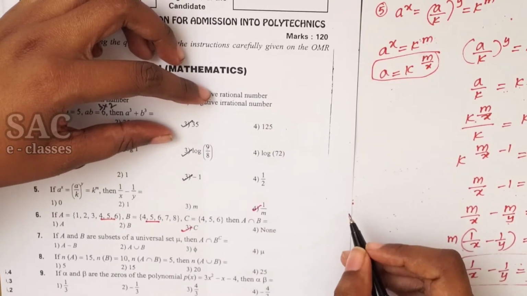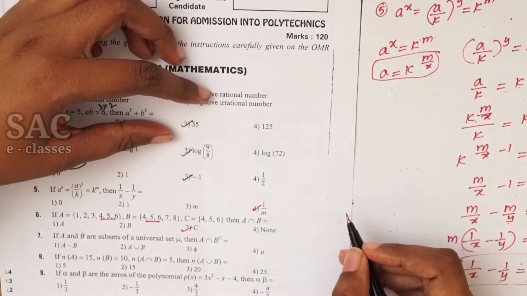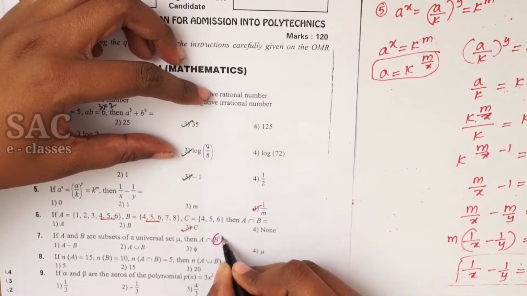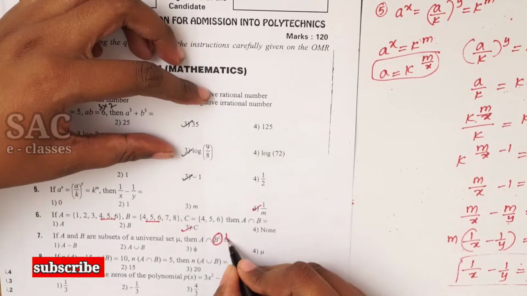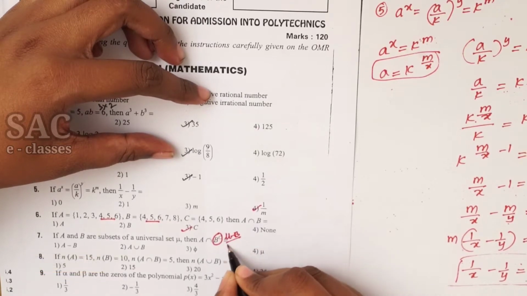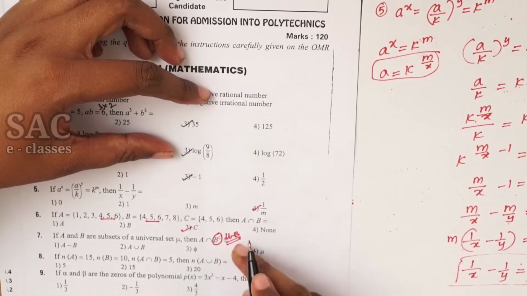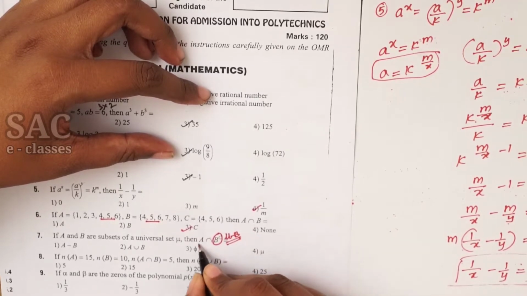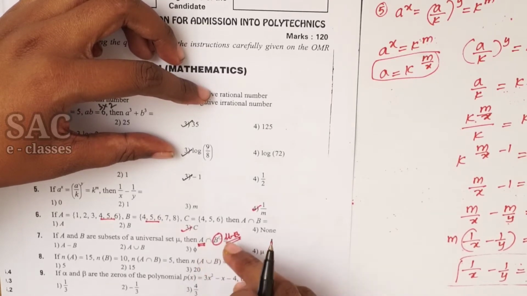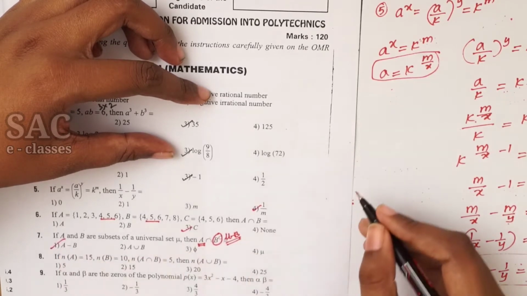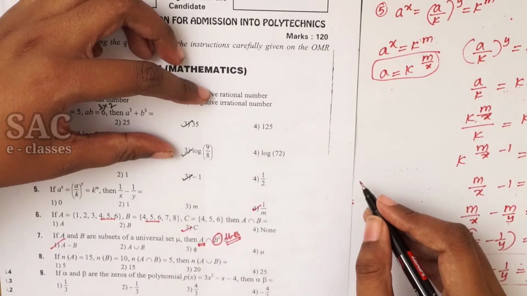Seventh one, A and B are subsets of a universal set mu, then A intersection B complement. B complement is nothing but mu minus B, meaning all the elements that are in the mu but not in the B. That is nothing but the elements present in the A common to the mu, which is A minus B, the required one.